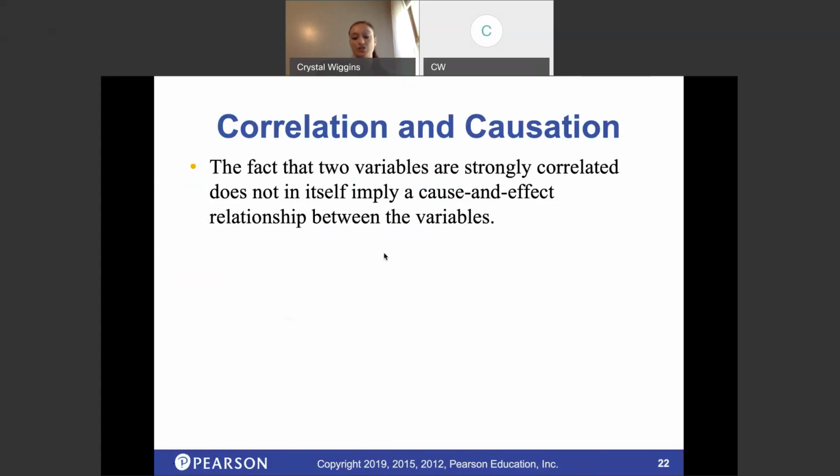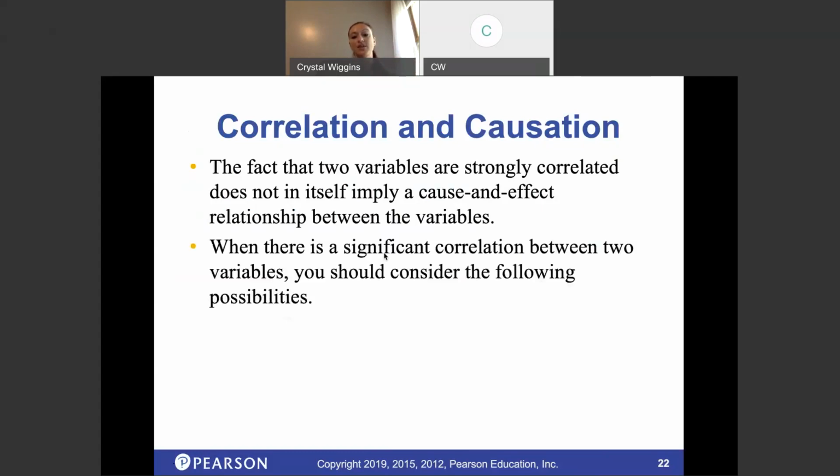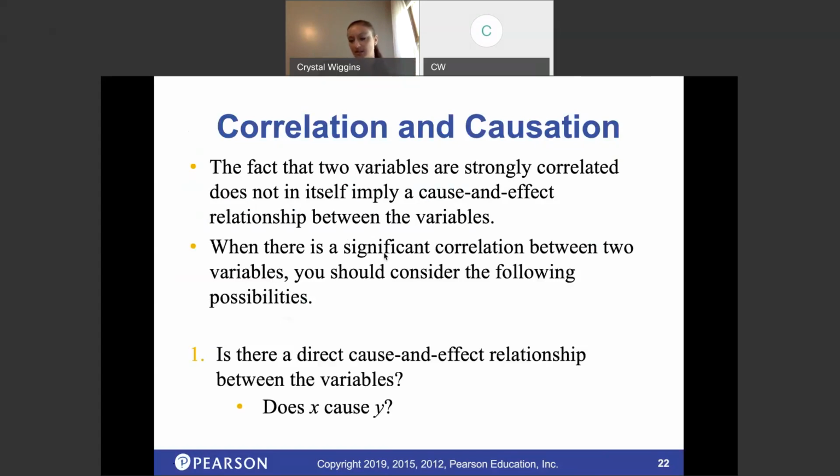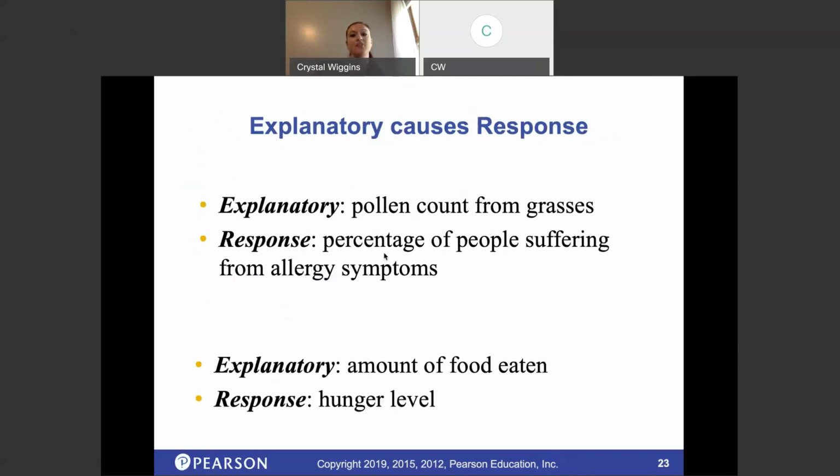They have a relationship. When there is a significant correlation between two variables, you should consider the following possibilities. Is there a cause and effect relationship? Okay, so just because it's not always a cause and effect relationship, there are some cases where it is. But remember that just because there is a cause and effect doesn't mean that it's isolated. It doesn't mean that that's the only causation variable. There might be others. Okay, so let's try to think some of these through. So an explanatory variable might be a pollen count, and the response variable is the percentage of people suffering from allergy symptoms.